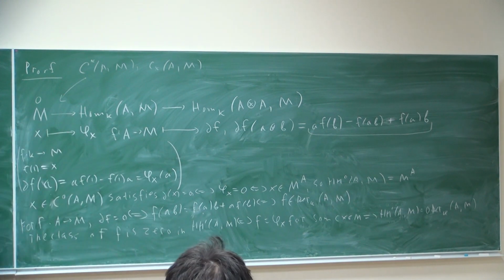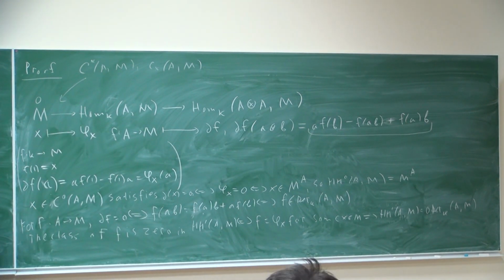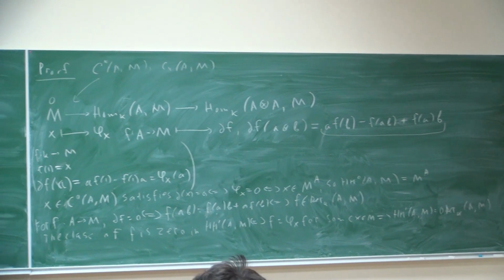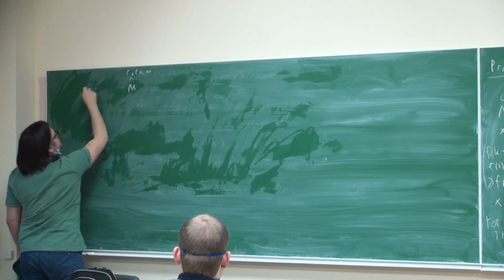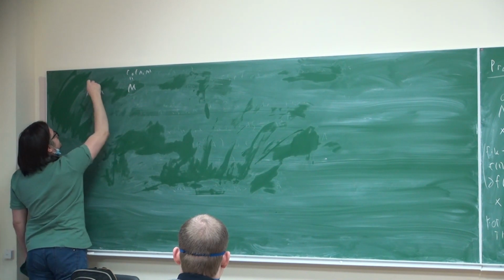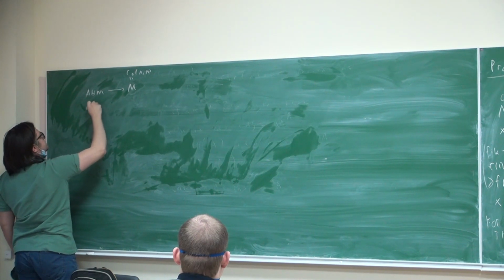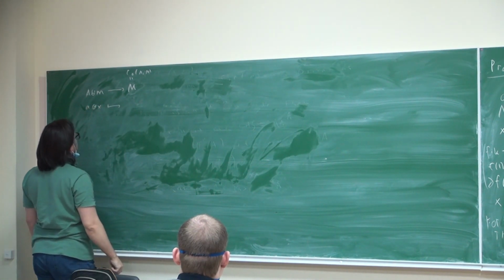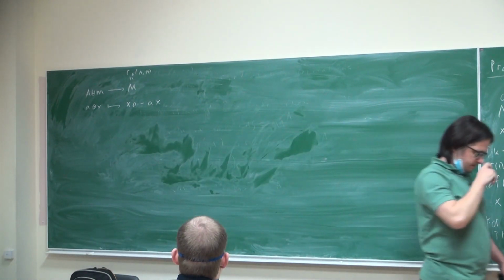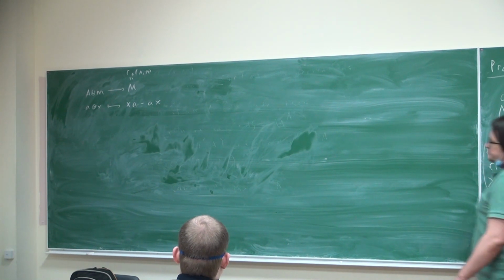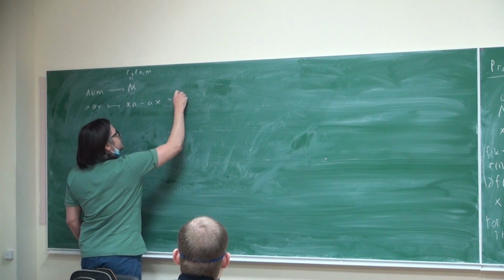Well, and with Hochschild homology it's easy too. We need only two terms, and it is simply M, which is C0, and A tensor M, which is C1, and this map sends a tensor x to xa minus ax. So, we have it. Oh, cool.